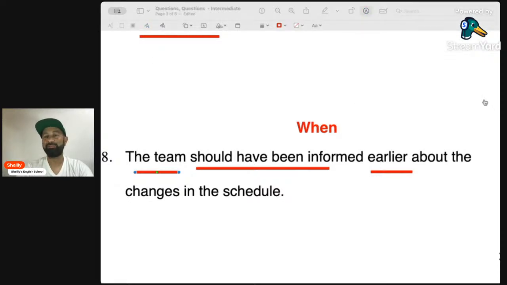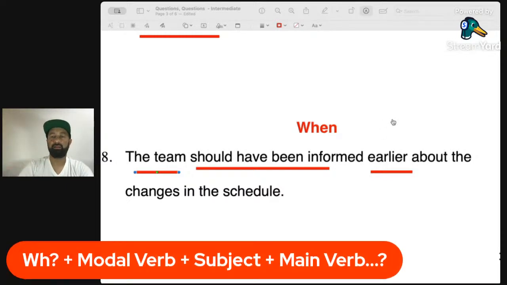Now, a lot of times when we're using a modal verb, and I'm going to make a new banner here for you. Okay, we're going to have WH. Okay, let's look at that. So we got WH, modal verb, subject, and main verb. A modal verb is any verb that needs another verb. So it's kind of like a helping verb.